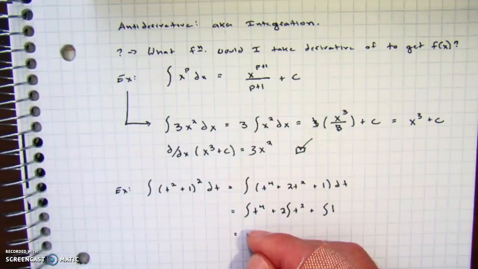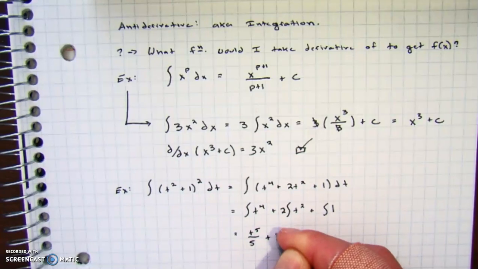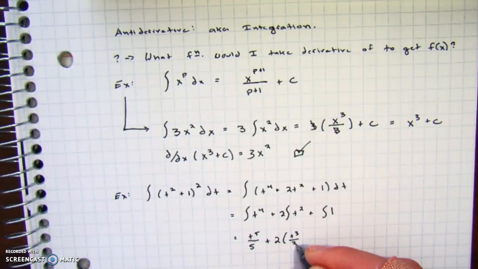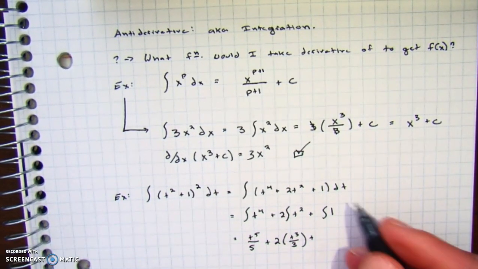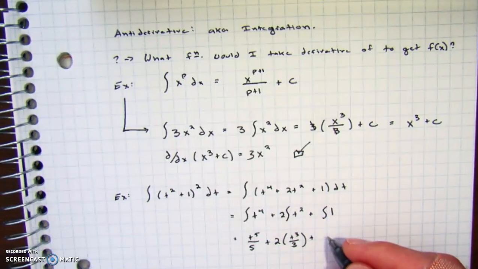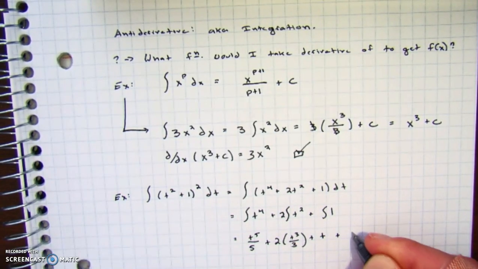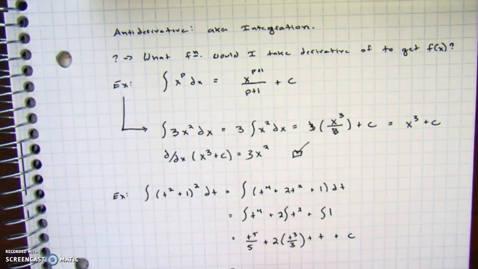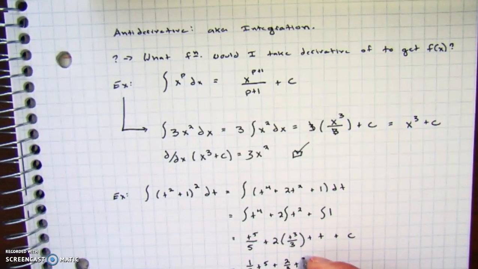So looking at this, we're going to have t to the fifth over 5 plus 2 times t to the third over 3 plus the integral of 1. That just goes to t. And don't forget, make sure that you add this constant there. All right, and then maybe one last step, if you wanted to really simplify it, 1/5 t to the fifth, 2/3 t cubed plus t plus c.